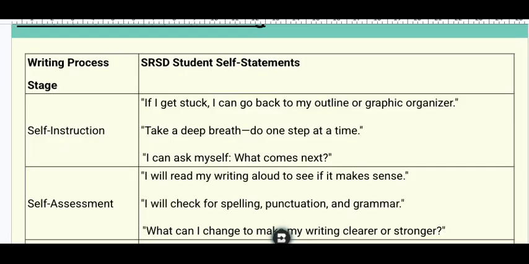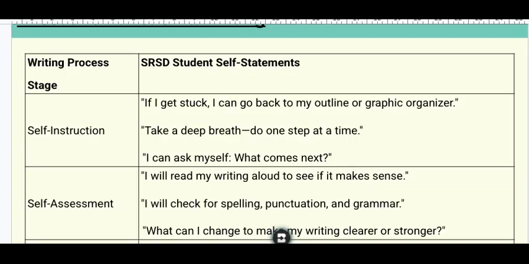Writing is overwhelming because there are so many steps to it, but break it down. Today, we're just working on our topic sentence, right? And help them work through those challenges. Self-assessment. I will read my writing aloud to see if it makes sense. I'm going to check for spelling, punctuation, and grammar. And then self-reinforcement. I am proud of how I used my plan to help my writing, right?